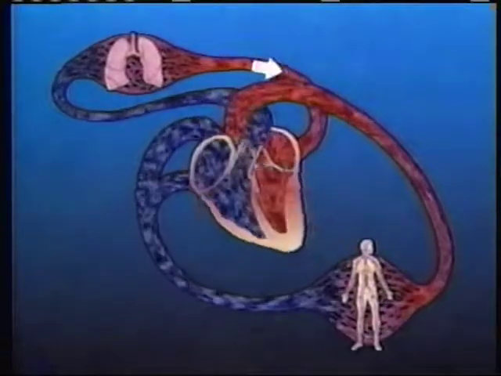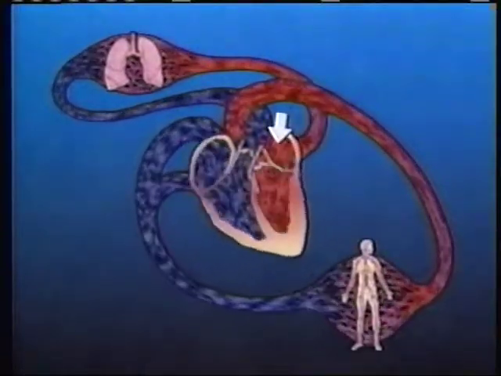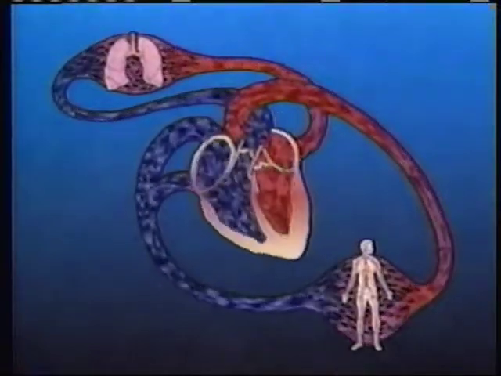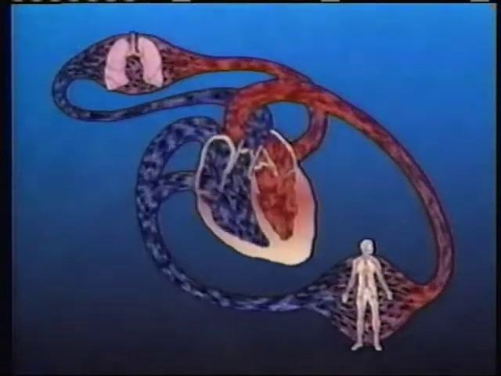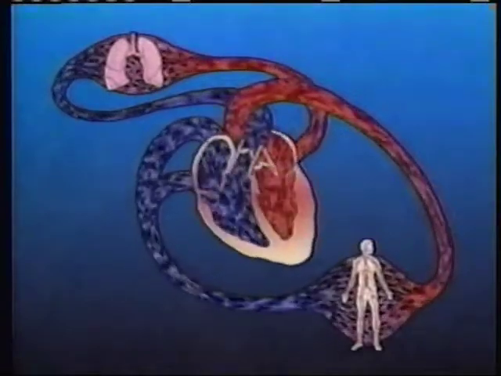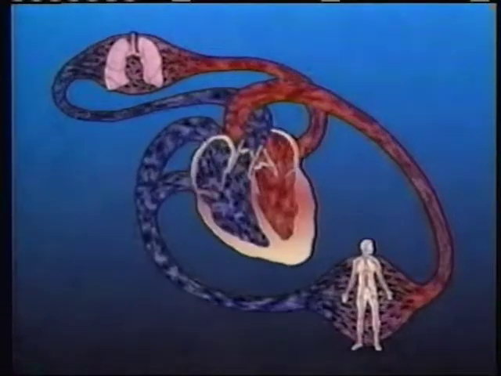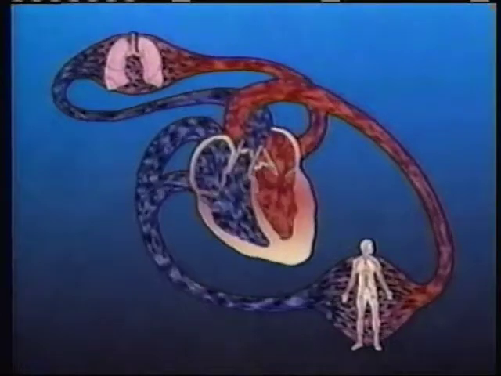Oxygenated blood returning from the lungs enters the left atrium through the four openings of the pulmonary veins. This pathway from the right side of the heart to the lungs and back to the heart is the pulmonary circuit. Its pump is the right ventricle.